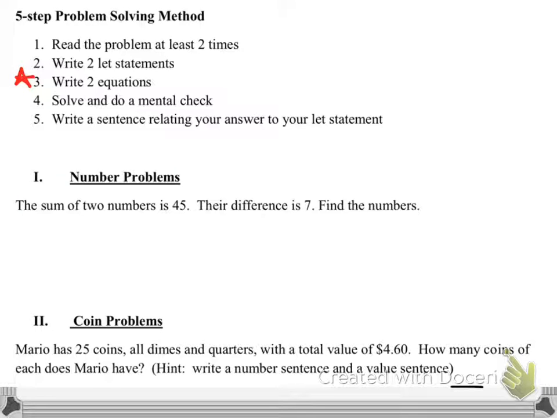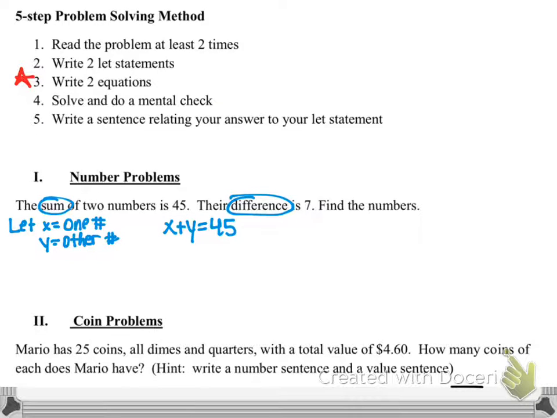The sum of two numbers is 45. Their difference is 7. Find the numbers. So we don't know these two numbers, so I'm going to put some let statements. I have to define the variables. X is one of the numbers and y is the other number. The sum means that my first equation is going to be an addition problem. And the sum of these two numbers is 45. So there's my first equation. My second equation says their difference is 7. So difference is subtraction. So there's my second equation.